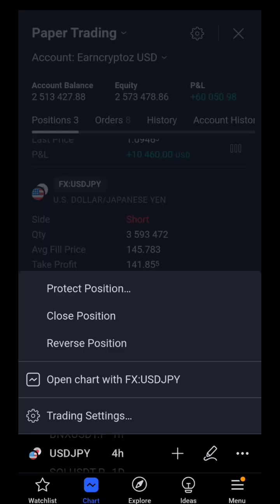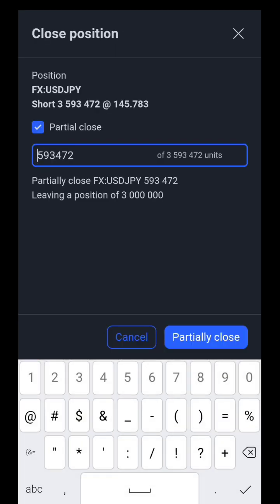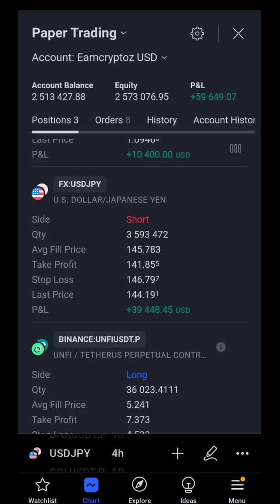Here is where we take partial profit, and we're going to reduce this to 2 and click on partial profits, and that is it. So we just took partial profit.